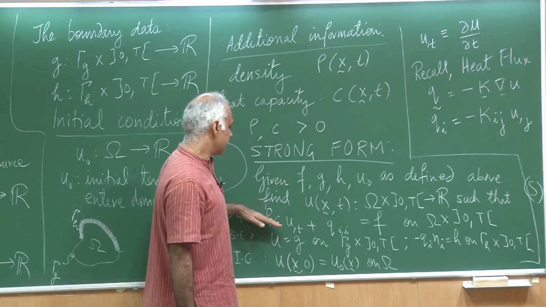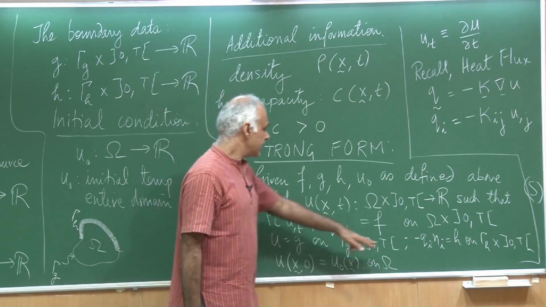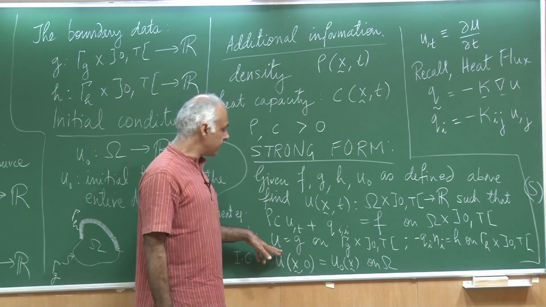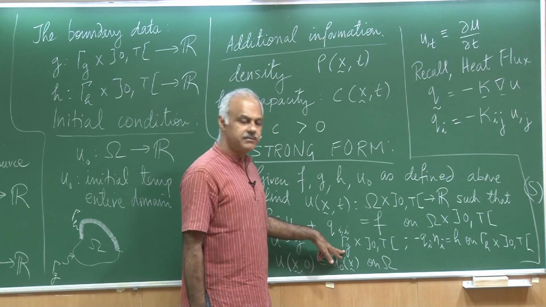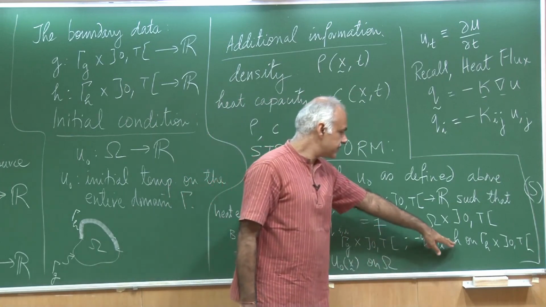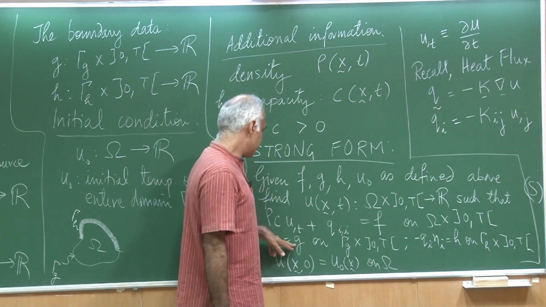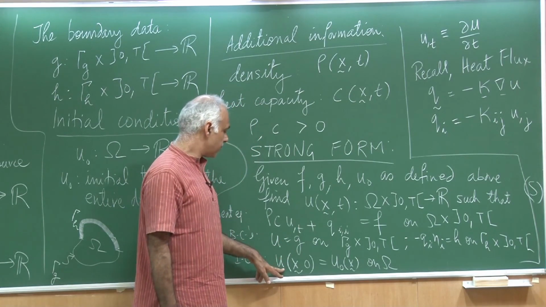So, that is the heat equation, and then the two boundary conditions. The only difference in the boundary conditions is that gamma g and gamma h do not change with time, but these values g and h can change with time. So, both of them, g and h, are time dependent, and then of course, there is an initial condition about the temperature field.